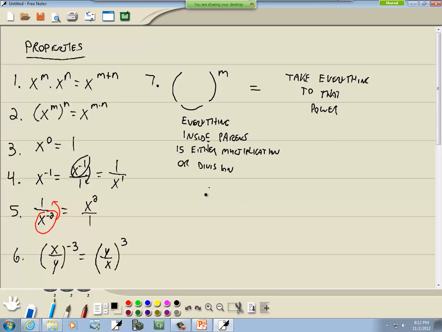Now, what's popular is that they'll put like this right here. I've seen that in books, and there's different versions of it, where you got this times this to a power, and then you take the x to that power, and you take the y to that power. But it's a lot more than that. If everything is either multiplied or divided inside, no matter what it looks like, then you take everything to that power. Now if you have a plus or minus in there, then that screws it up.